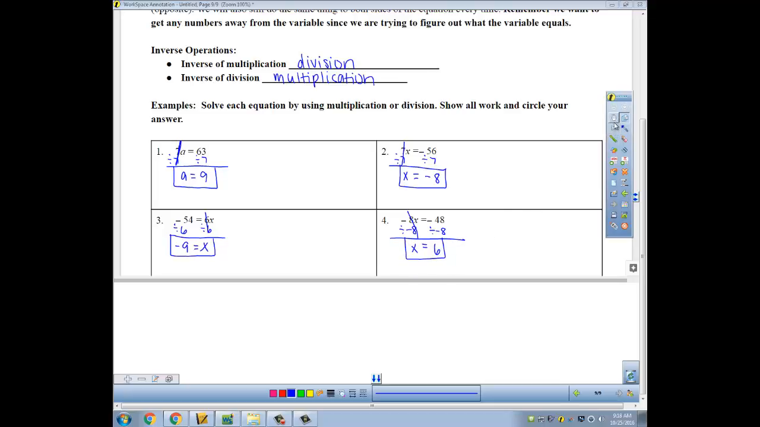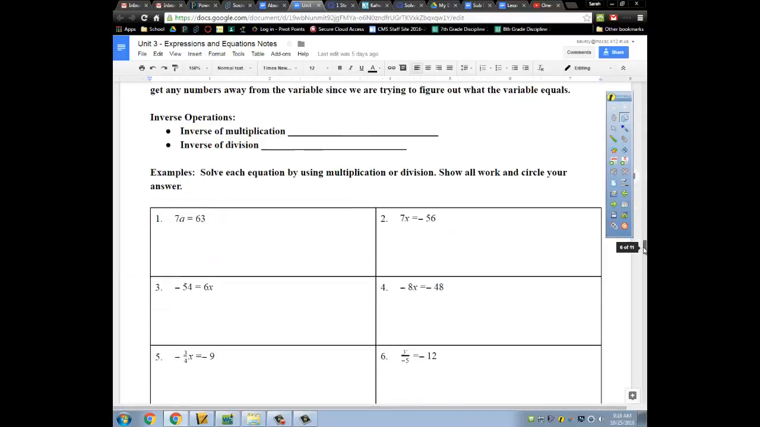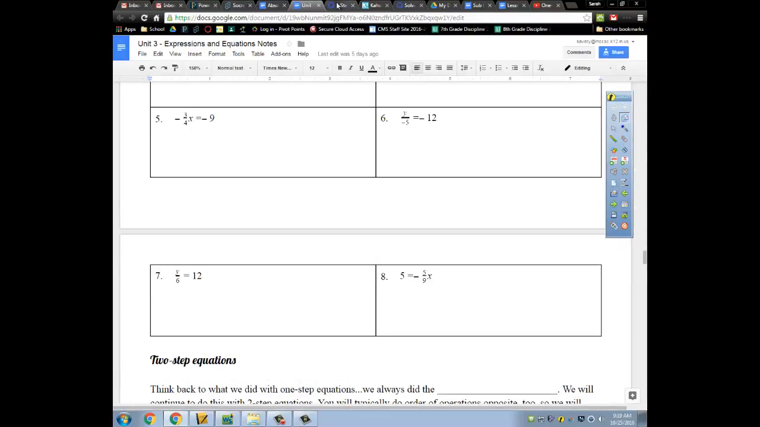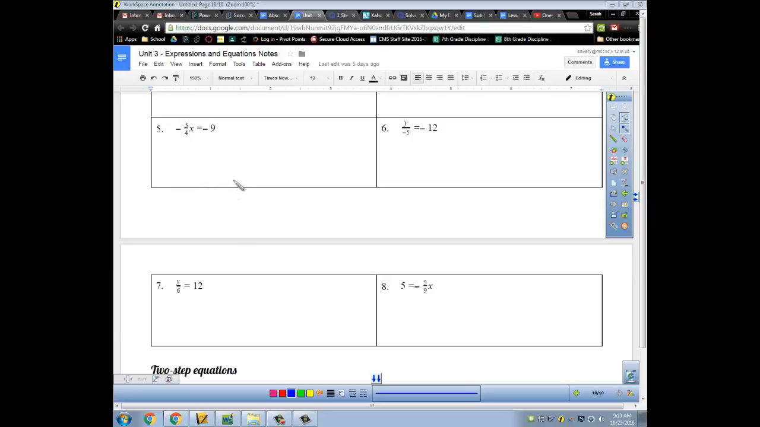Okay, I'm going to move down. Okay, number 5. Now this one's kind of weird. It says negative 3/4 x, which means negative 3/4 times x. So the opposite of times is still divide. So we're going to divide both sides by negative 3/4. I know you still don't like fractions. It's going to be okay. So my 3/4 on the left side will go away because that was my goal. I was trying to get x by itself. So bring down the x, bring down the equal sign.